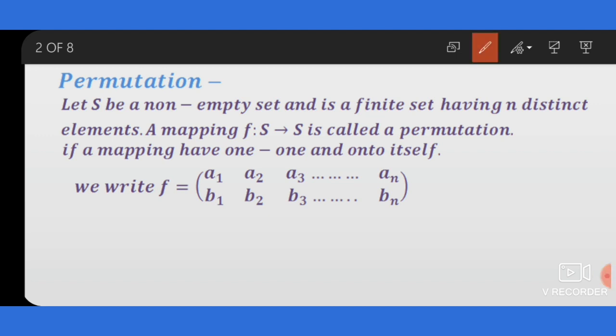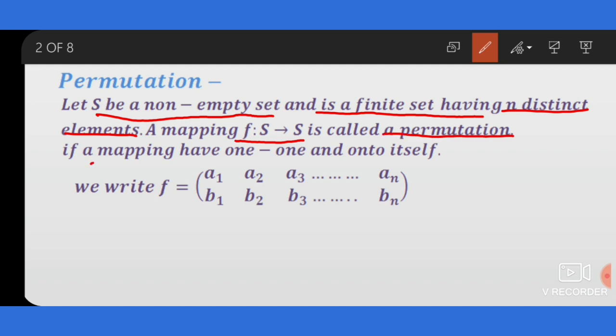Permutation. Let S be a non-empty finite set having n distinct elements. A mapping f from S to S is called a permutation if the mapping is one-one and onto itself.